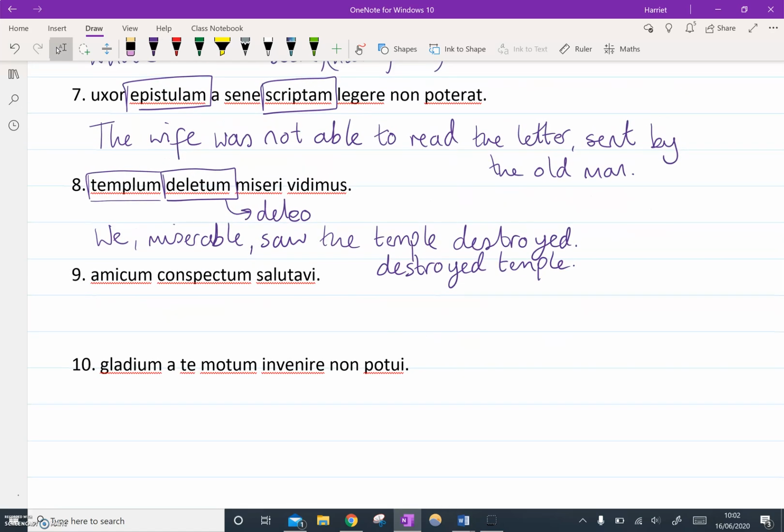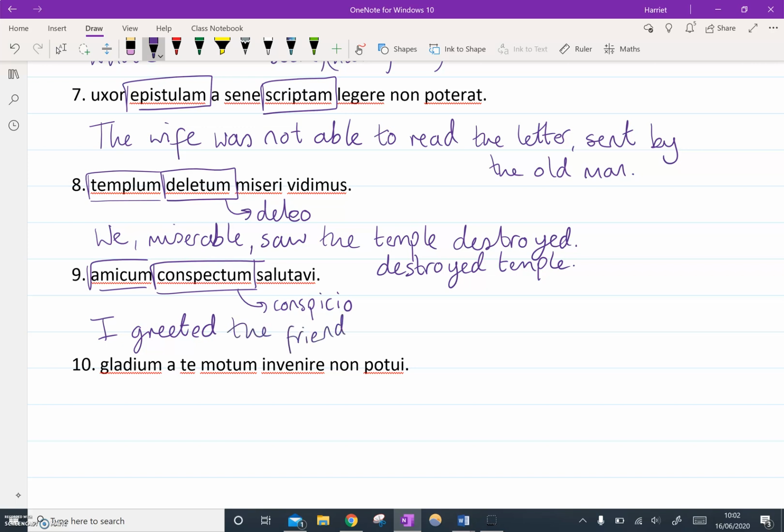Okay, number 9. The participle this time is conspectum. This is from conspicio, I catch sight of, or I notice. Okay, it's accusative, and so is amicum. So the verb will start with this time, I greeted. And then it literally means the friend having been noticed. Okay. It's tricky to put that one into nice English, so we could write it just like that, and you would get all the marks.